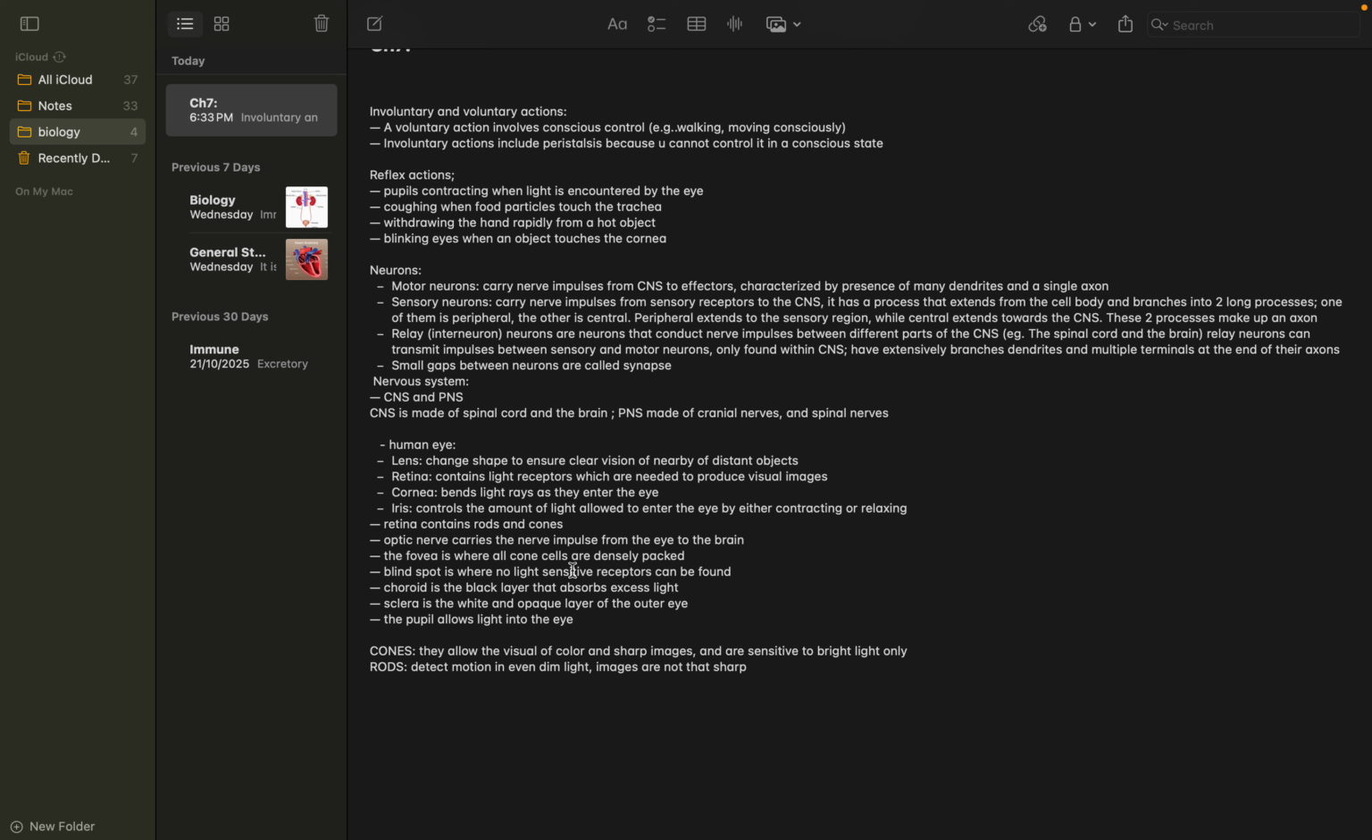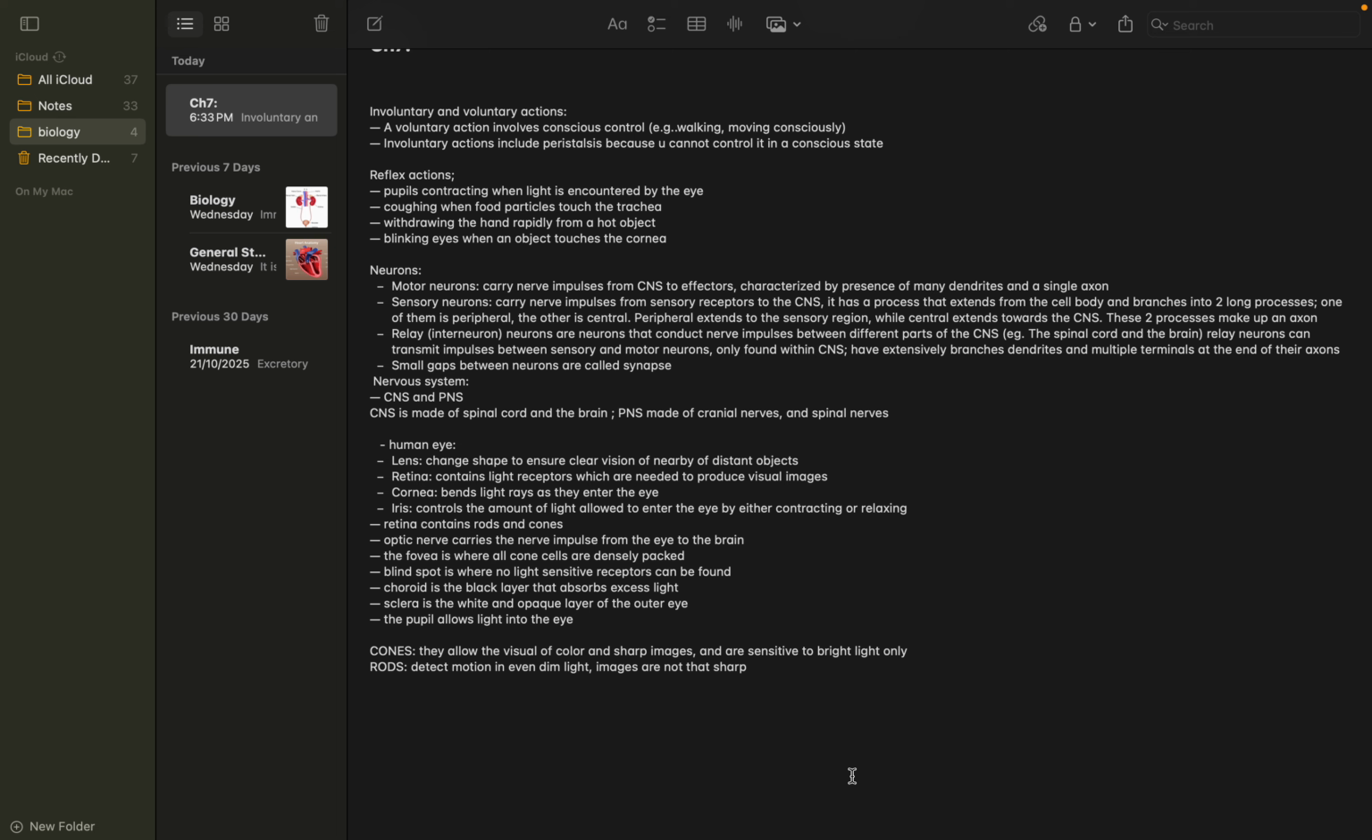The retina contains rods and cones. Optic nerves carry the nerve impulse from the eye to the brain. The fovea is where all cone cells are densely packed. The blind spot is where no light-sensitive receptors can be found. And the choroid is the black layer that absorbs excess light. The sclera is the white and opaque layer of the outer eye, and the pupil allows light into the eye.